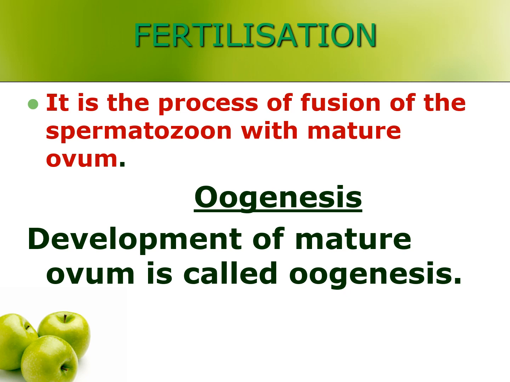So first we should see how this ovum and spermatozoon or sperm get formed. For that we should understand what is oogenesis and what is spermatogenesis. First we are going to see the oogenesis. Oogenesis is the development of the mature ovum in the ovary. That process is called oogenesis.